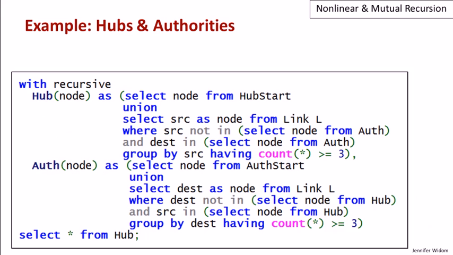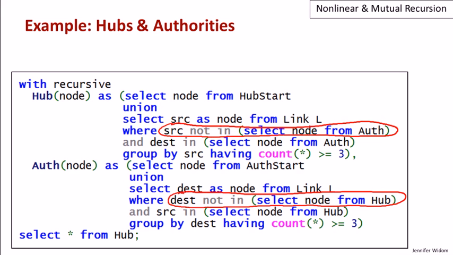So here's the query, and by the way, just a reminder that you can download these queries from our website, even though you can't run them at this point in time. The difference in this query from the previous one is one additional condition in the definition of hubs, right here, saying I'm not going to add a node, a source node, to the hubs if it's already in the authorities. And similarly, I've added one more condition here in authorities that I'm not going to add a node to authorities if it's already a hub.